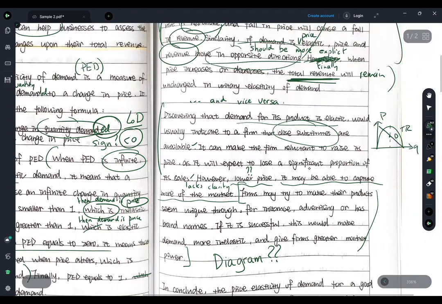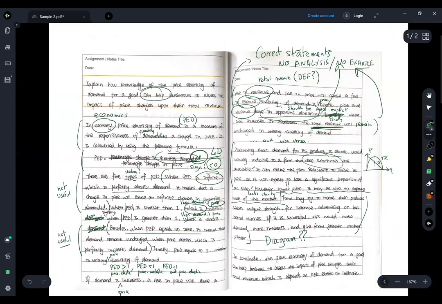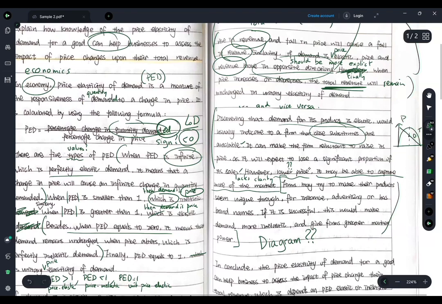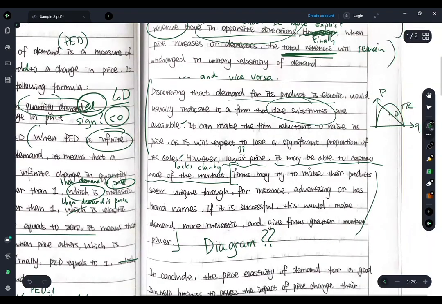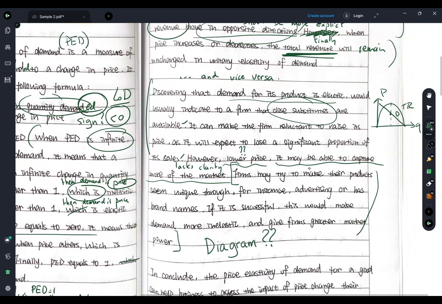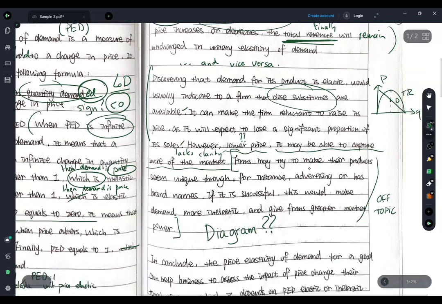Because the essay question is not about how a business can make the demand more price inelastic. It's about how knowledge of the PED can have influences on their decisions. So this last sentence is actually correct, but to me, it's mostly off topic, because it's about how a business can reduce the elasticity of demand. And that's not what the essay question is about. So I like the first part of the paragraph, but I'm not convinced by the last part. I think it's off topic. And let's have a look at the conclusion.